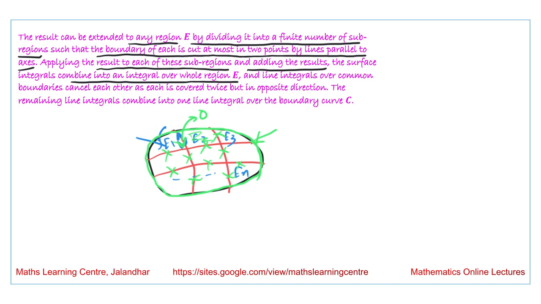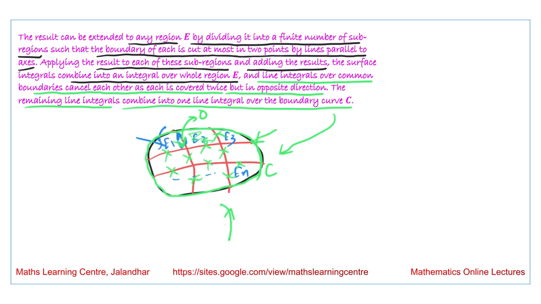So we are saying the line integrals over the common boundaries cancel each other, and each is covered twice but in opposite direction. So the remaining line integrals combine into one line integral over the boundary of the curve C. These internal boundaries are counted once in one direction and then in the opposite direction, so the sum of both becomes 0. What we are left with is the integral about the outer boundary.